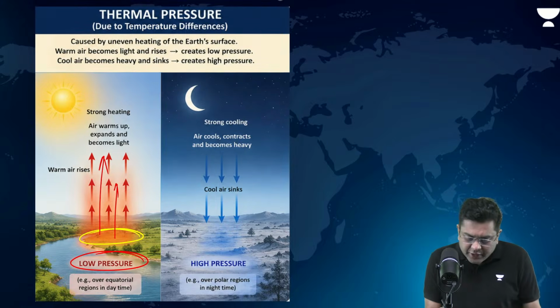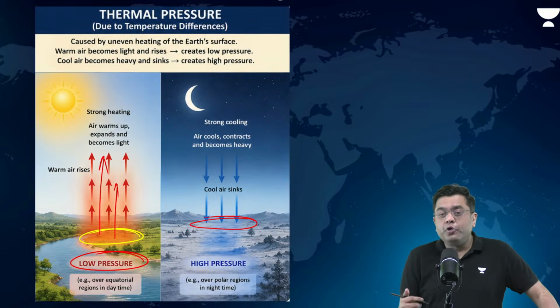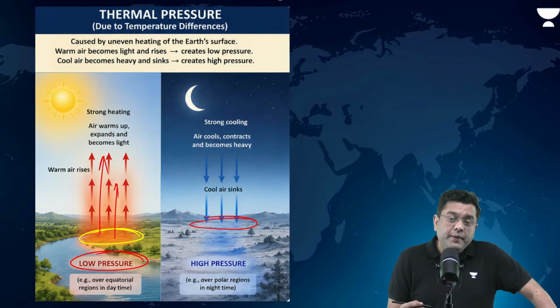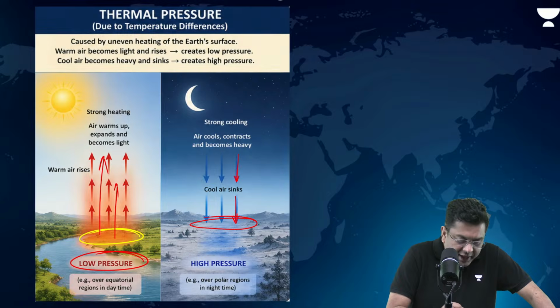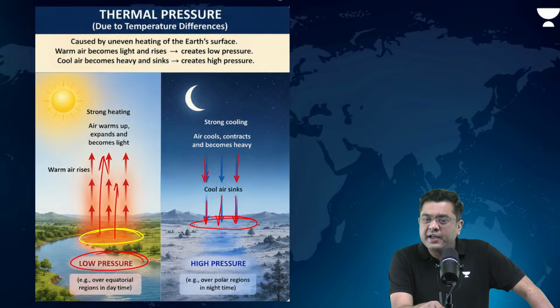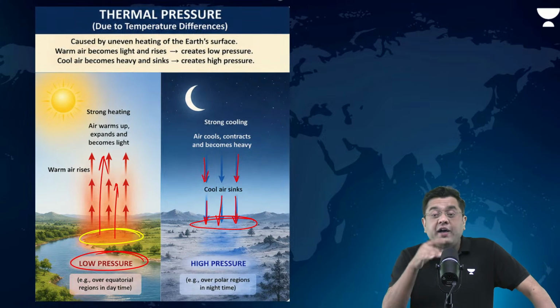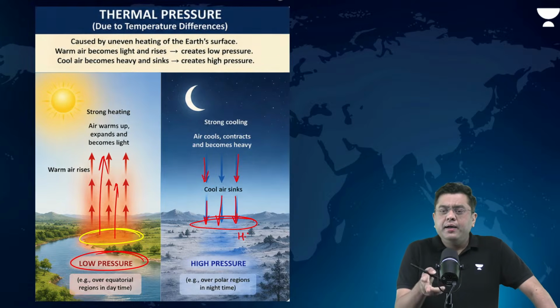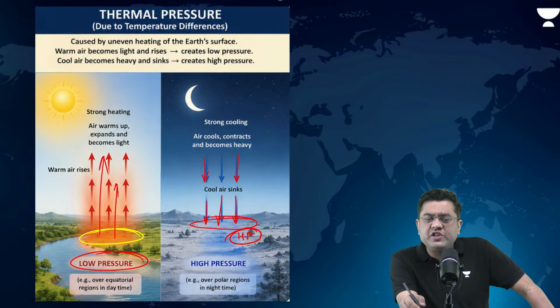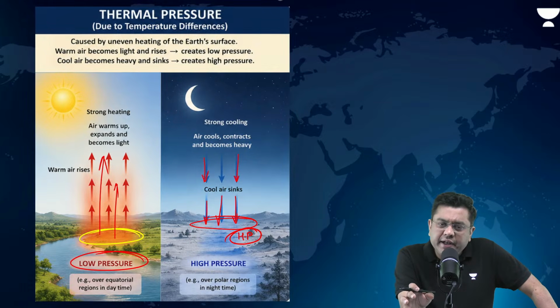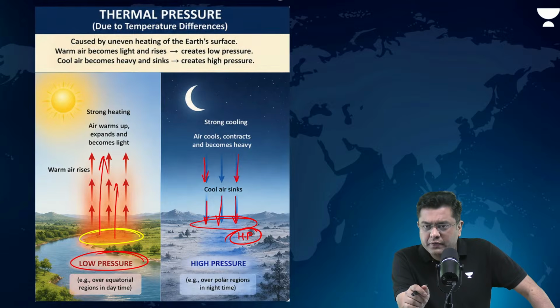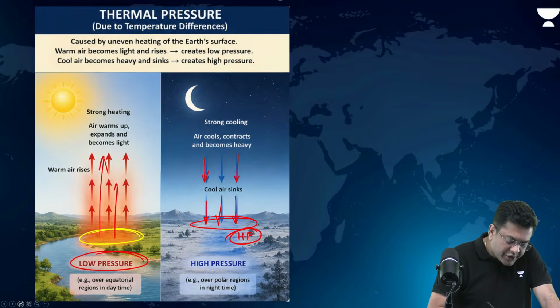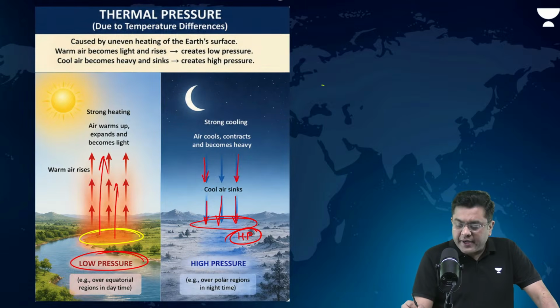Now, let's suppose you consider the polar region, which is frozen. Air is very cold. Air becomes heavy. Colder air is heavy. It will sink. Correct? So it will impose a high pressure on the ground. So here, both the high pressure and the low pressure which get created are created because of temperature conditions. So this is known as the condition of thermal pressure zone.